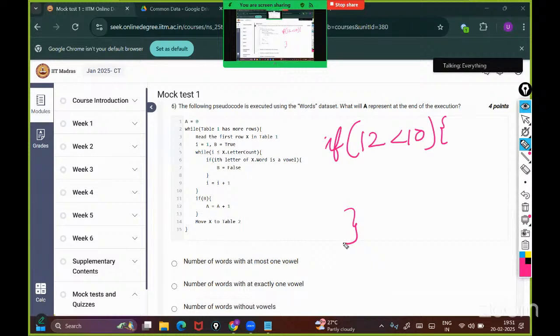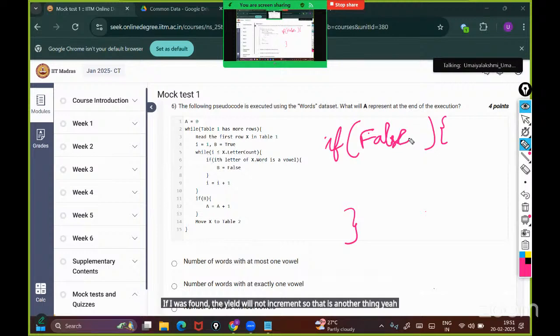No. Why no? Because I have evaluated whether 12 is less than 10, which is false. The same thing, people. If vowels are found, A will not increment. So that is another thing. A will not count.